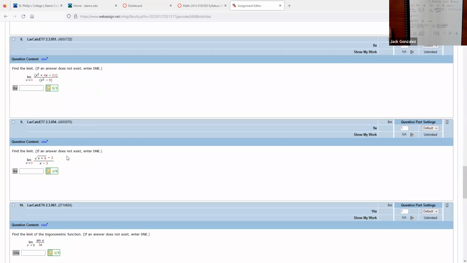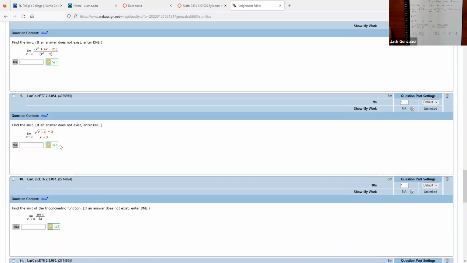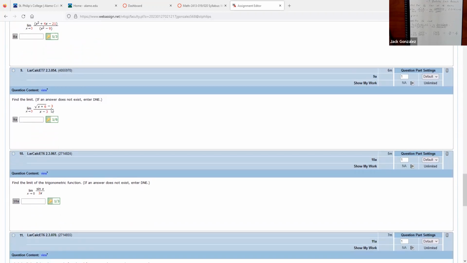Another technique that's also under the analytical category is number 9. This guy requires you to do conjugate. So you're multiplying by the conjugate in order to square the top and hopefully cancel the x minus 3. So whenever you see a square root, you should try this technique that we're about to do.